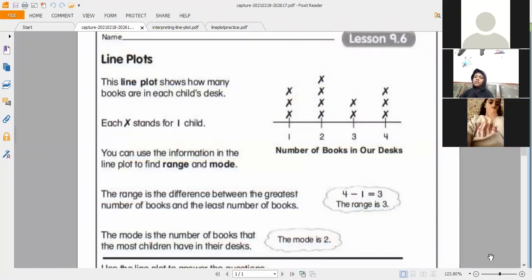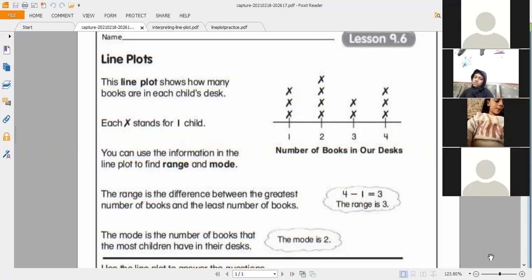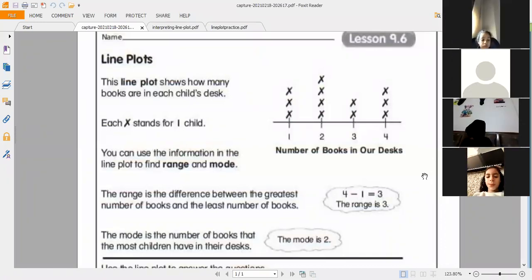Now Yassin. Yes, miss. How many children have two books? Four. Two books means I'm looking down at two books. One, two, three, four. Okay, how many children have three books? Two. Thank you. Now Hala. Yes, Miss Ranim. How many children have four books? Three. Thank you, Hala.